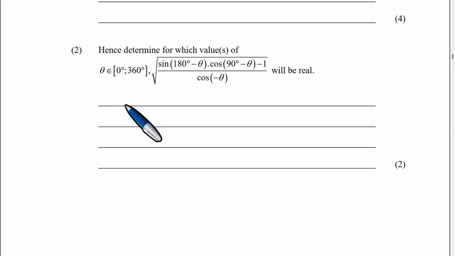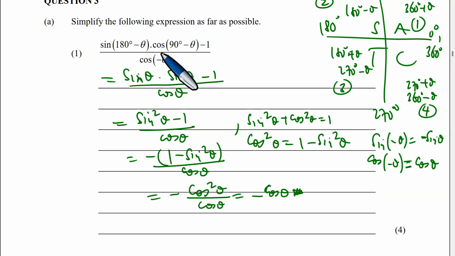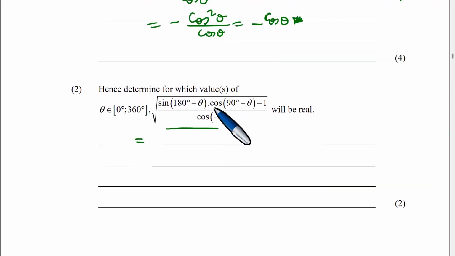So I think we're going to square root the answer that we got in question 1. Okay, and what answer did you get in question 1? We got negative cosine theta. So we're going to write it like this, the square root of minus cosine theta. That's correct. Now, when will this be real? It will be real when minus cosine theta itself is bigger than or equal to 0.